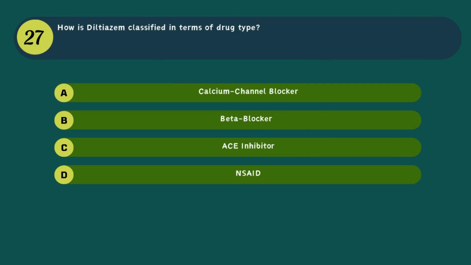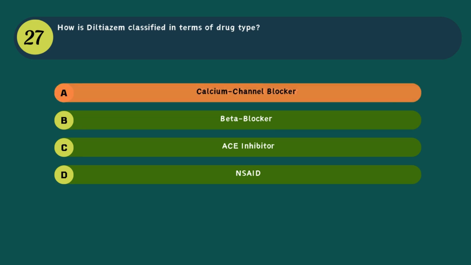Question 27. How is diltiazem classified in terms of drug type? A. Calcium channel blocker. B. Beta blocker. C. ACE inhibitor. D. NSAID.